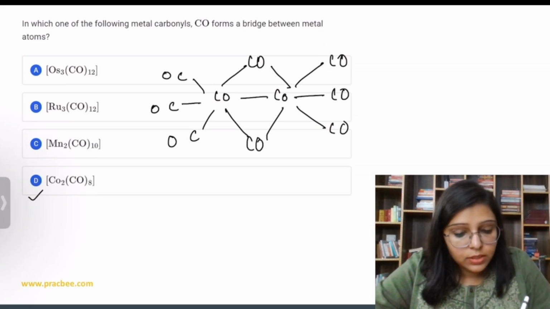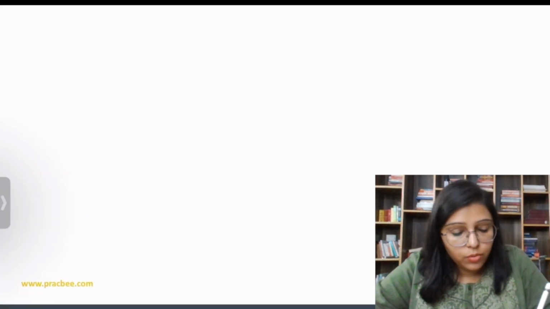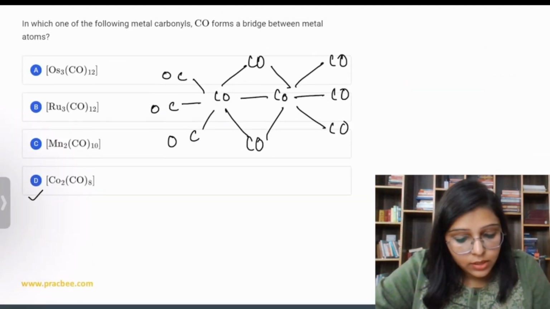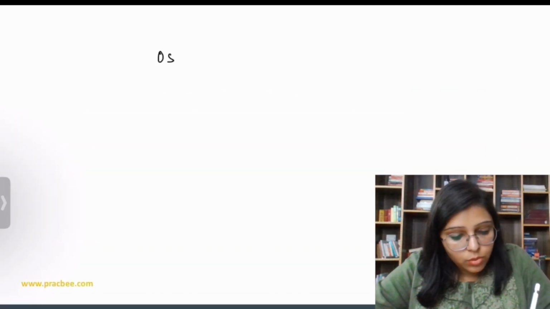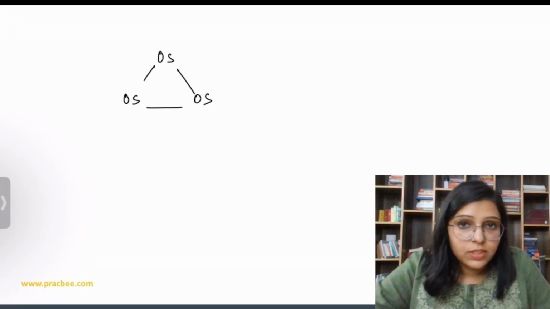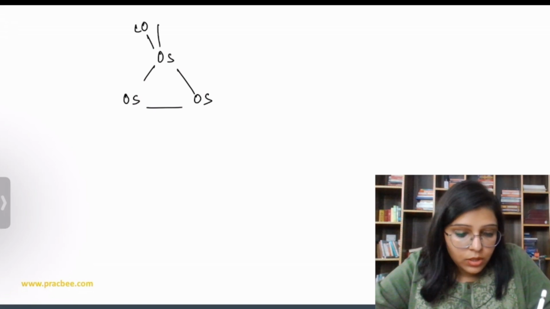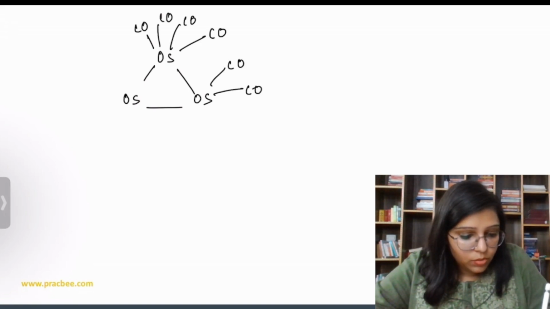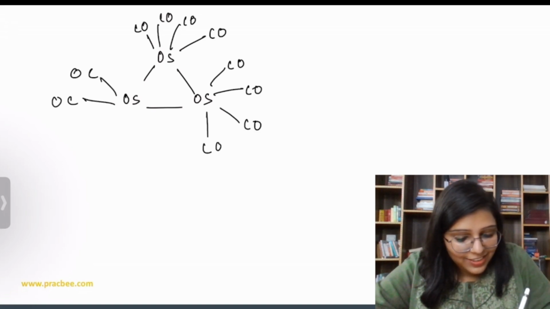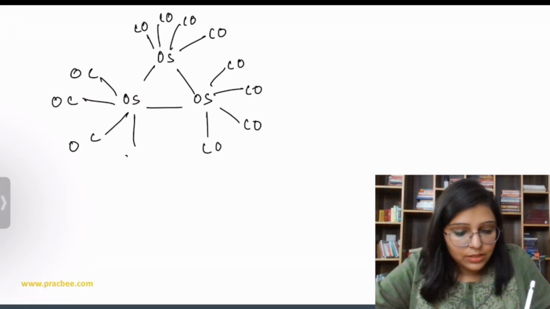Mn2(CO)10 was already discussed. If we talk about Os3(CO)12, that is going to be like this: Os, Os, Os. Now CO12, so every metal has CO groups attached, twelve in total.